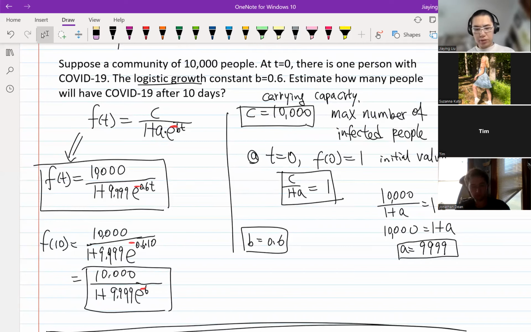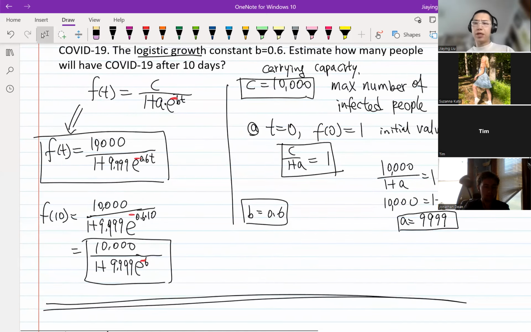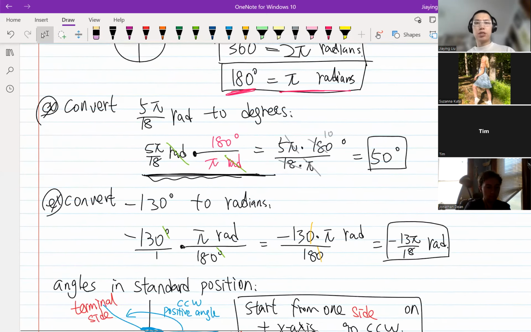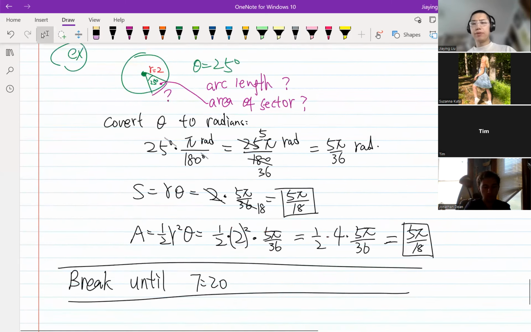Okay. I think in the homework, you're going to have one logistic growth question. I believe the formula is already given. You just plug in the right quantity t, or maybe solve for t.